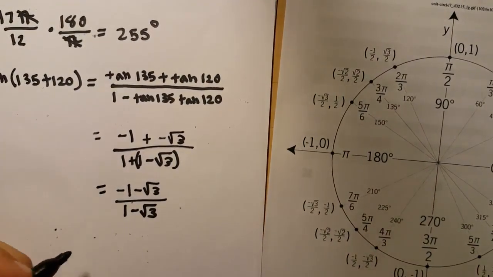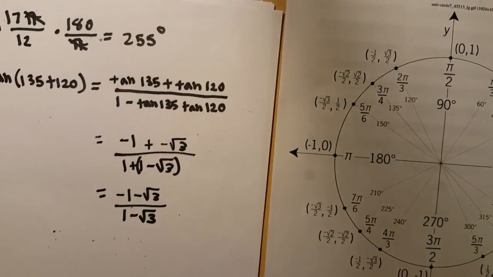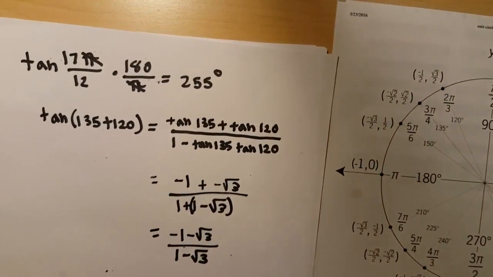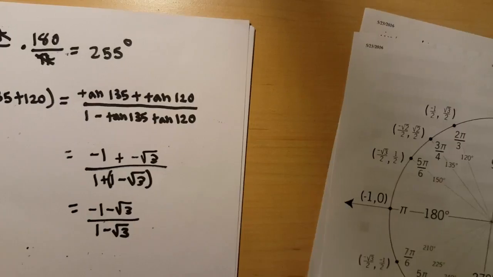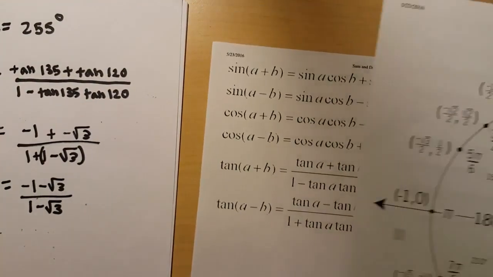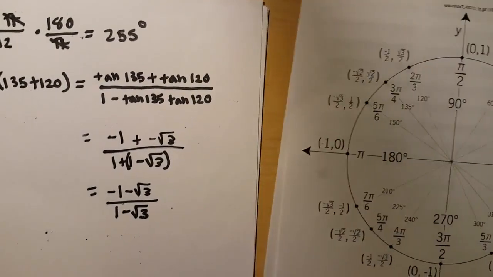Alright, so thanks for watching, guys. So tan, sine, cosine, basically all the same procedure, just different identities. And if you use the unit circle and after much practice, this will be very simple to do.